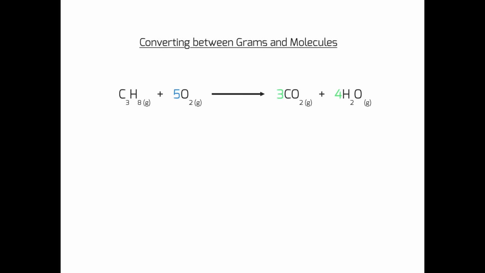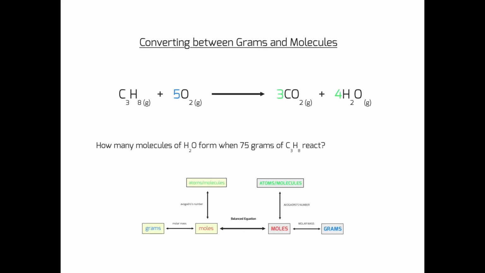Now let's look at how to convert between grams and molecules, and we're going to use our same balanced equation. So this question asks how many molecules of H2O form when 75 grams of C3H8 react. So if we look at our diagram, we've been given grams of C3H8 and asked to find molecules of H2O. So we need to go from here to here.